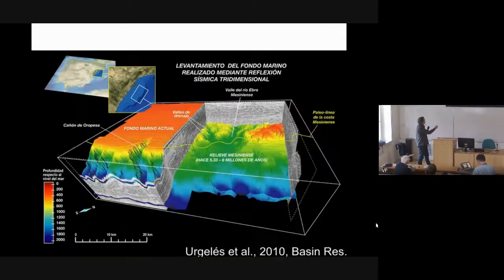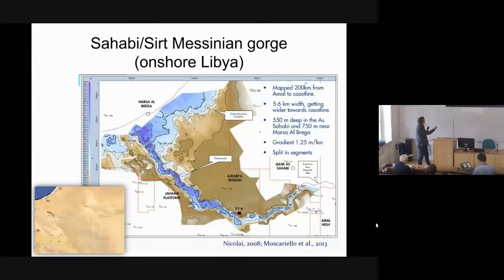This is an aerial picture of the area today. So all this is presently covered in sand. This is the result of prospection.